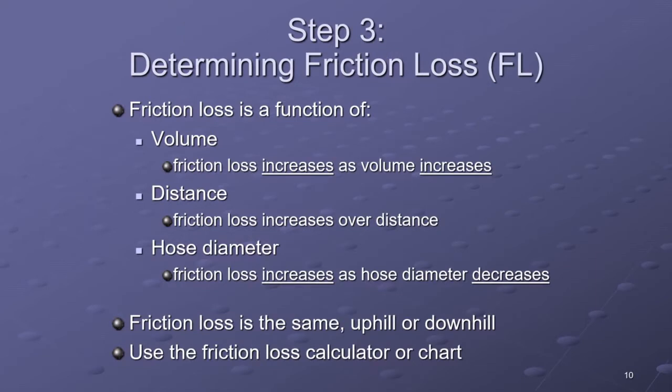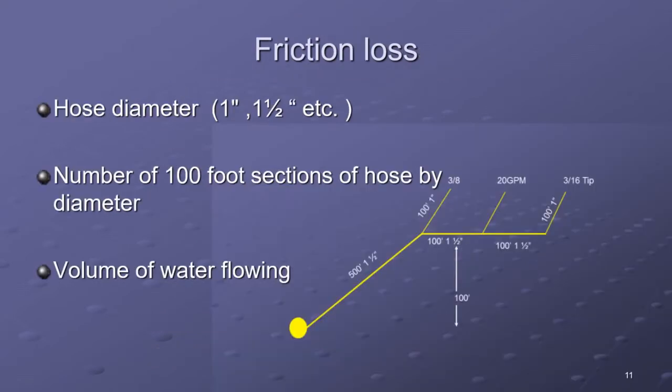Friction loss. Friction loss is a function of volume, length of hose lay, and the diameter of the hose. Those are the things you need to know. It is completely independent of head pressure. You need to use the friction loss calculator to get your friction loss. So when you're looking at your diagram, it gives you some of this information that you need, like hose diameter and the lengths of hose, and then you note the water flowing on your diagram as you calculate it.